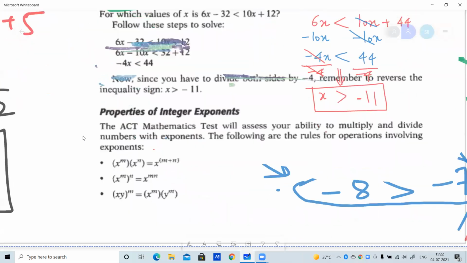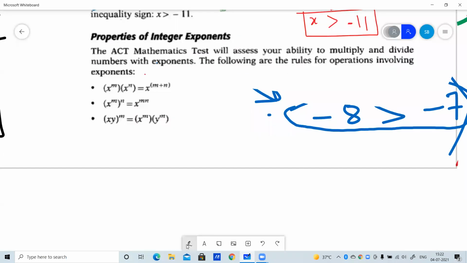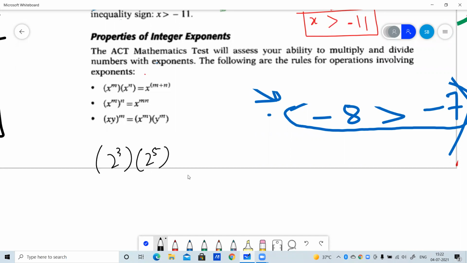That is properties of integer exponents. We have already done this, but we need to revise it a little bit. 2 raised to the 3 times 2 raised to the 5. You remember? When you're having same bases with exponents in multiplication, you will add them. So it'll be 2 raised to the 8. 5 plus 3 is 8. Yep.